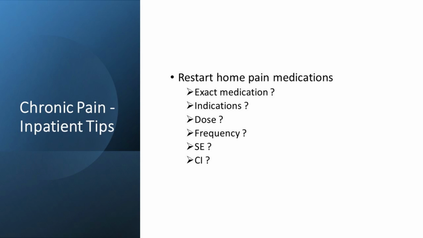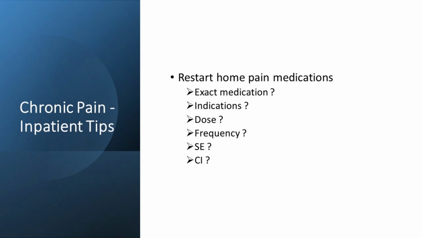You also need to determine the need for continuation of the pain medications and the exact doses they were taking at home. Don't just blindly restart pain medications, especially if they are on opioids, and we will see why in upcoming slides. If the patient cannot tell you for certain, in cases when they're poor historians or have existing dementia or are altered on admission, you can always contact family or their pharmacy to confirm the pain medications and their doses.